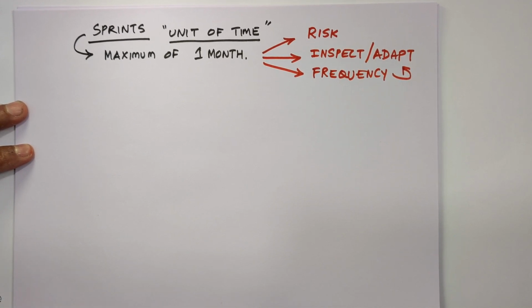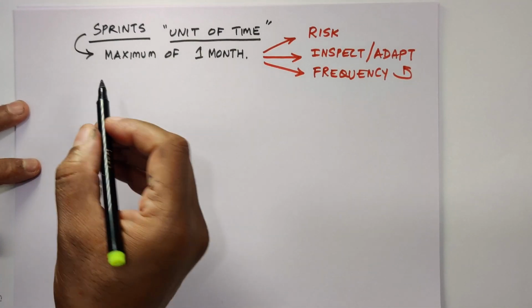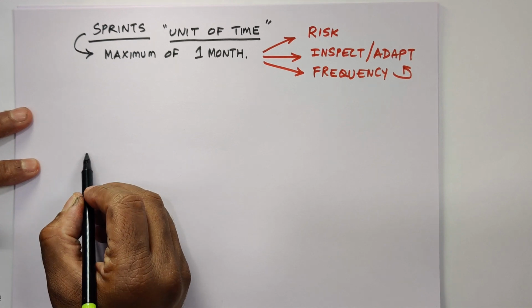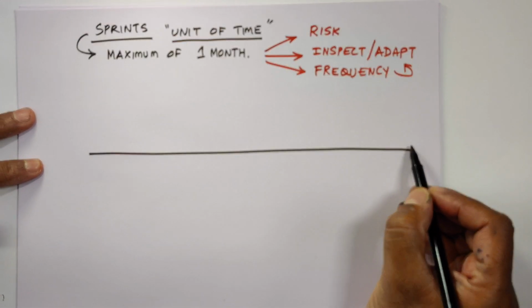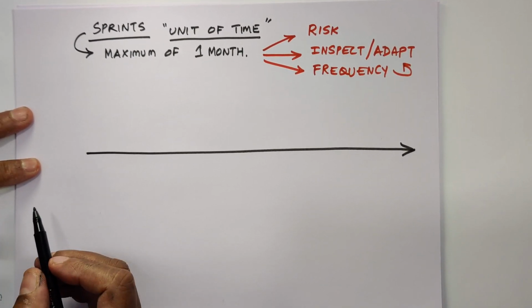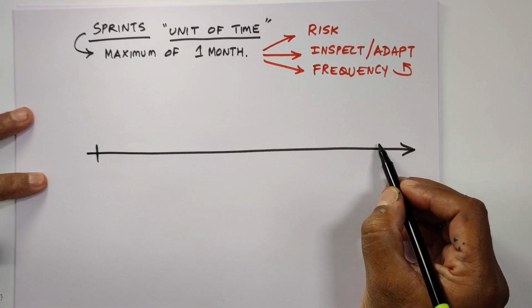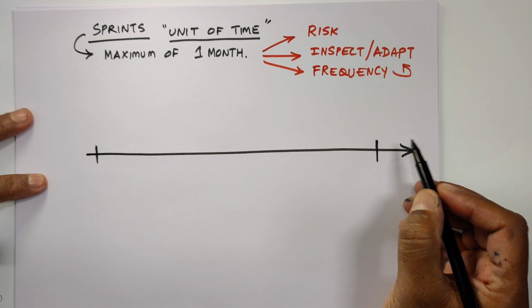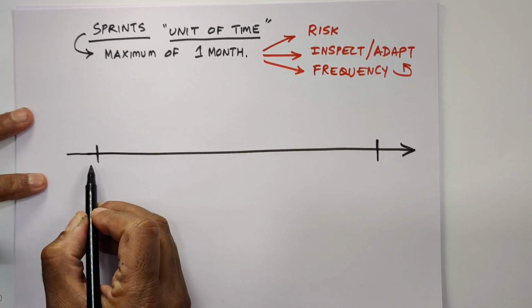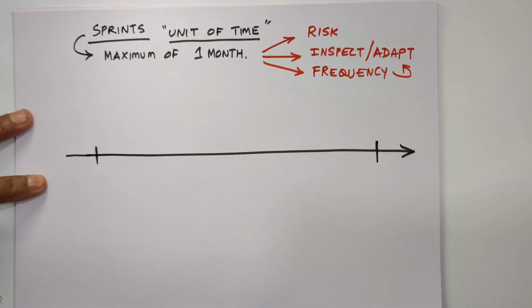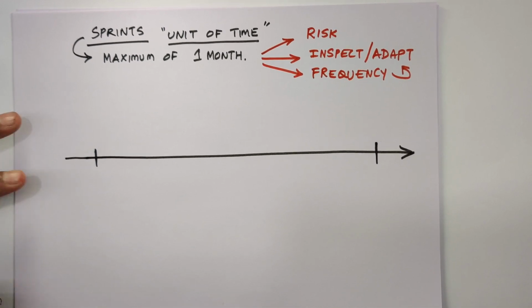Now let us look at the sprint on a time axis. What does this contain? If you see the time axis, the sprint starts, it has a specific start and it has a specific end. So every event falls within this sprint.